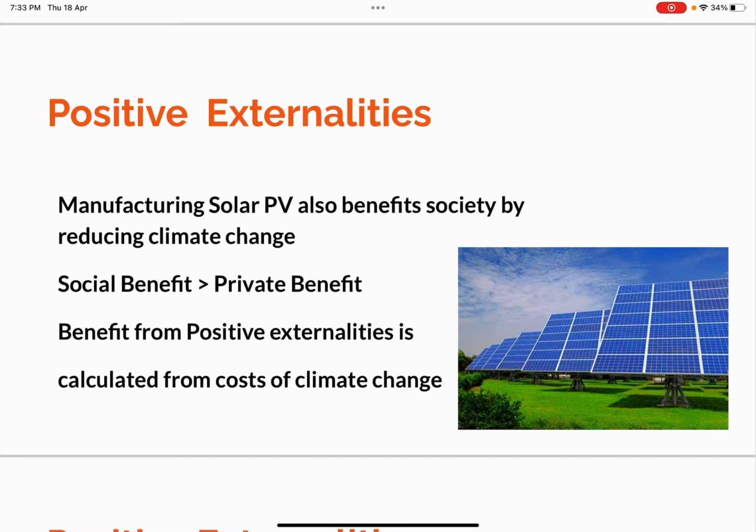So if you simply look at it from the private benefit perspective, then those who are able to buy the solar PV would purchase it from the market. But because the solar PV technology has a positive externality, it benefits the climate, and hence it benefits the society at large. We can say that this has a positive externality, and hence the social benefit would be greater than the private benefit.